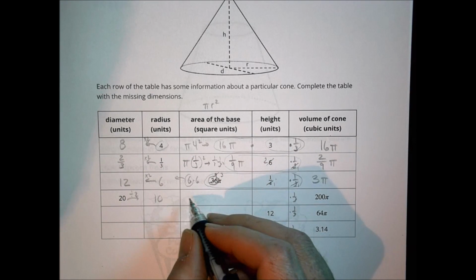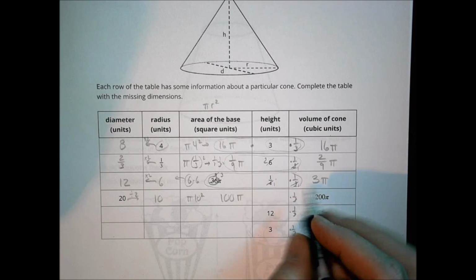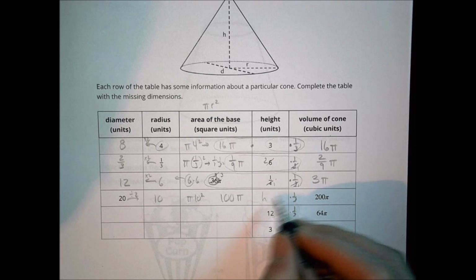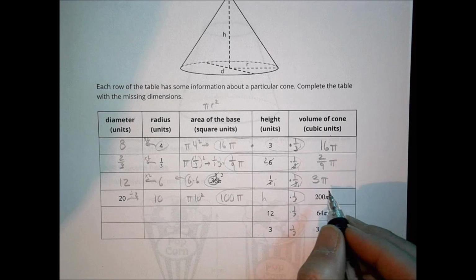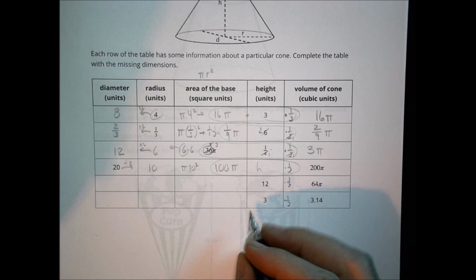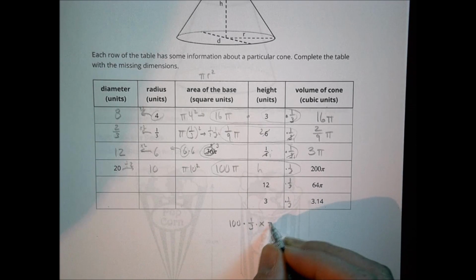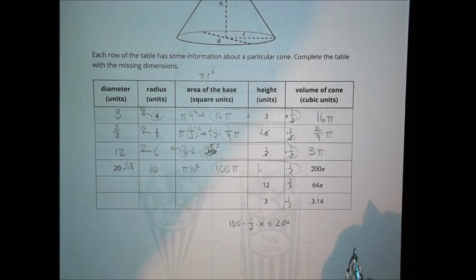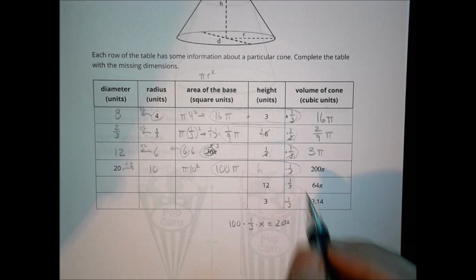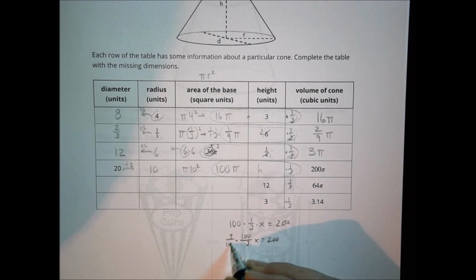All right, coming this way. Here's our pi times the radius squared. That's going to be 100 pi times some number, the height, whatever that's going to be, times 1/3 equals 200 pi. All right, so this one here, you can think of it like this. I need to get 100 times a number, or 100 times 1/3 times a number to equal 200. That's the idea. Forget the pi's for now. They're going to cancel each other out, right? So this becomes 100 over 3 x equals 200. And to get the x by itself, I'll multiply by the reciprocal.